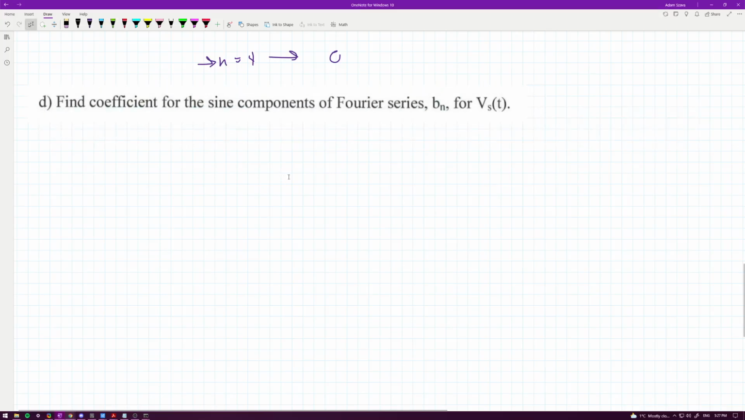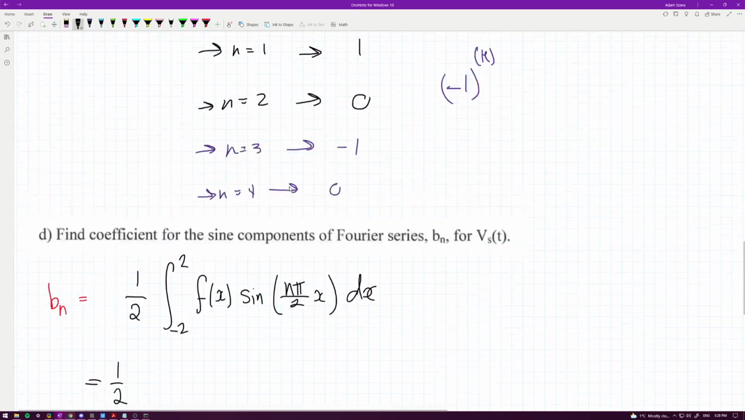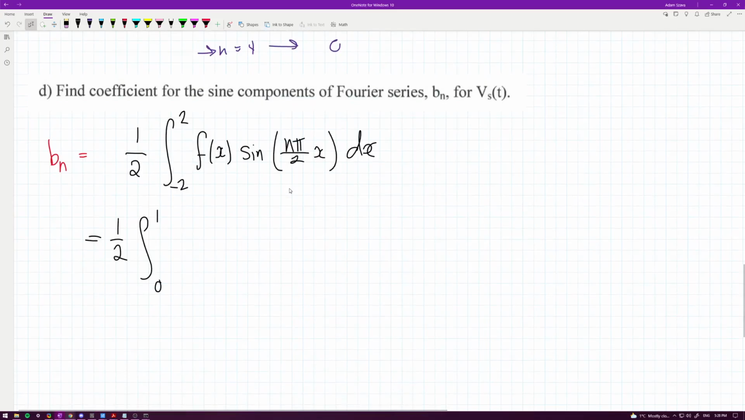So again, it's going to be the same thing. Bn is going to be 1 over 2 integral from -2 to 2 of the function f of x sine n pi over 2x dx. And I'm going to break this up. The only time the actual pulse is there is from 0 to 1, I think. So this is just the integral from 0 to 1 of f of x, and f of x is 6 there, sine n pi over 2x dx.